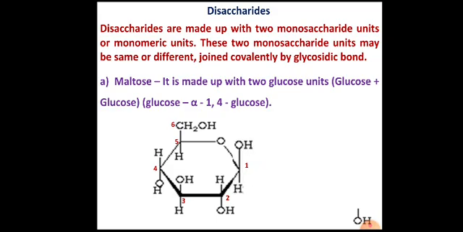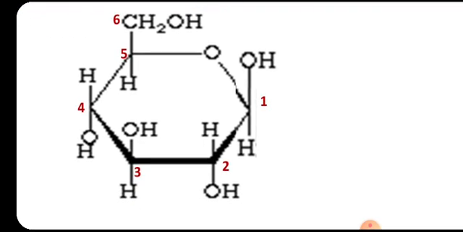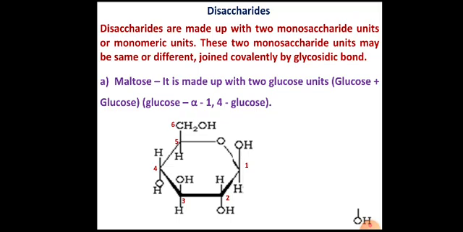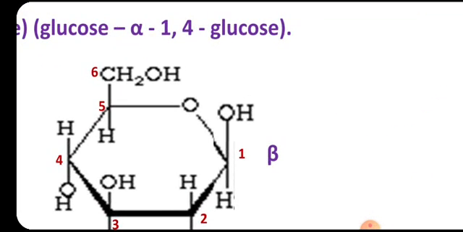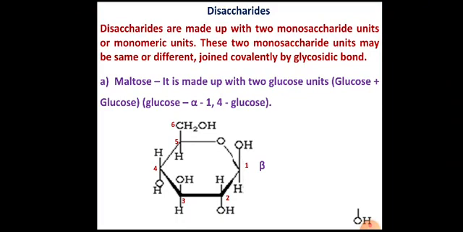If the position is like this, OH H around the first carbon atom, then the conformation is called beta conformation. So in case of alpha conformation it is HOH, and in case of beta conformation it is OH-H. These conformations are very important in order to understand the type of linkage. Here it is written alpha.